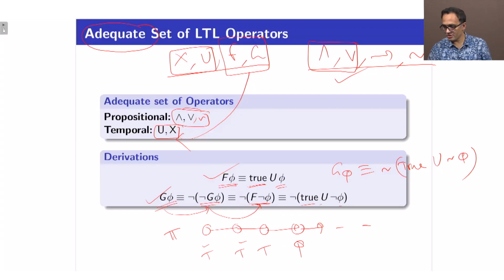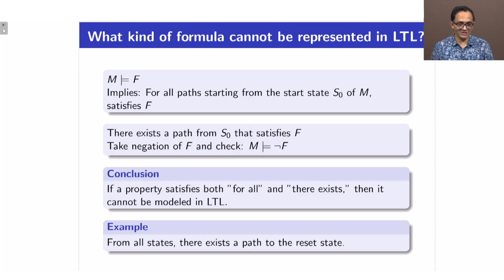Okay, and for the Boolean operators, we already know how we can write implication in terms of AND, OR, and so on. So this adequate set is important. Now, this is another important point to note here: what kind of formula cannot be represented in LTL? This is also very important.